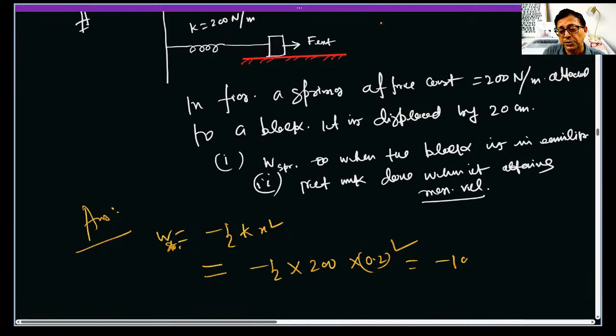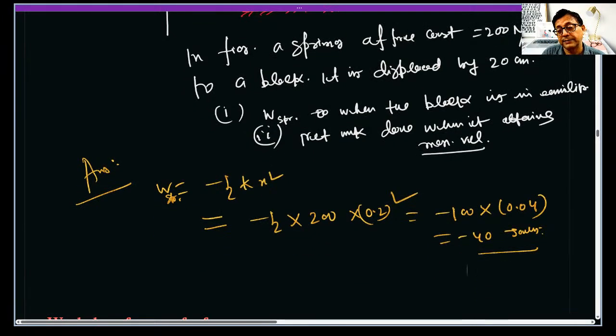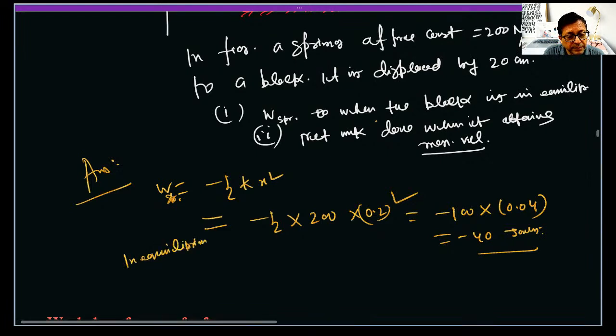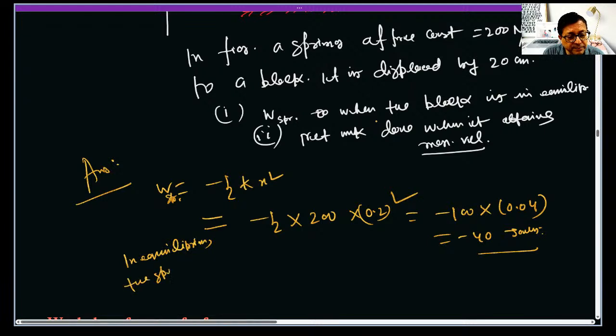Account for this. So minus 100 times 0.04. It is minus 40 joules by the spring, and this is negative work. Negative work indicates what? The work is done by the spring. And next part, in equilibrium, the speed is maximum. That you know.